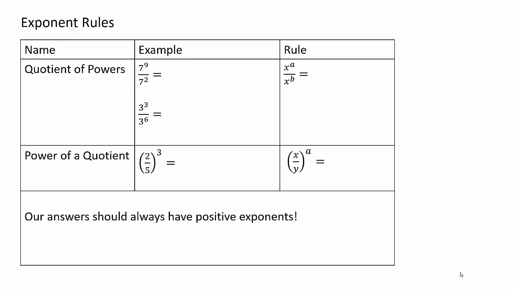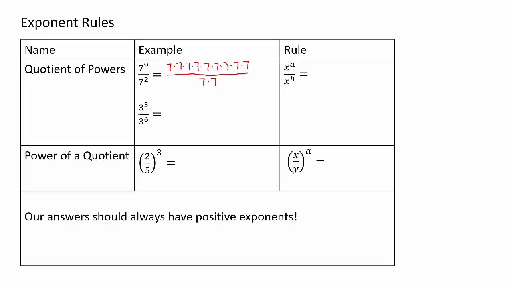So one of them is quotient of powers. The idea with the quotient of powers is that instead of having things that are next to each other, like we did whenever it was a product of powers, we have something on top of a fraction and something on the bottom of a fraction. I picked a really big number here on top by accident. So there are 9 7s on top, that's 5, 6, 7, 8, 9. And on the bottom there's 2 7s.